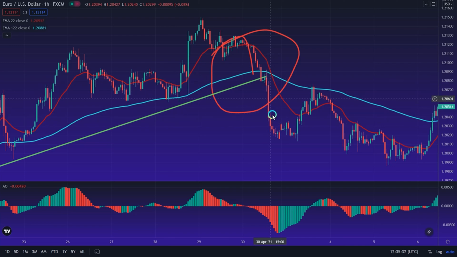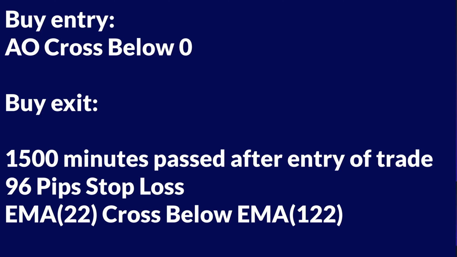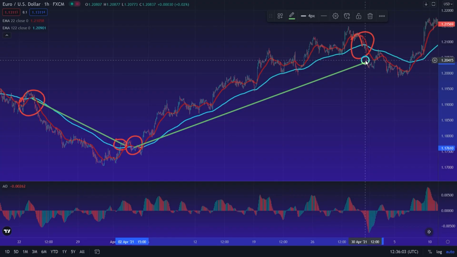I tell the rules one more time. Basically, we enter the markets when the Awesome Oscillator crosses below 0. Then we can exit the markets if 1,500 minutes has passed, or if the safety stop loss gets hit, that is 96 pips, and we can close the trade if the 22 EMA crosses below the 122 EMA. This is our buy trade setup.